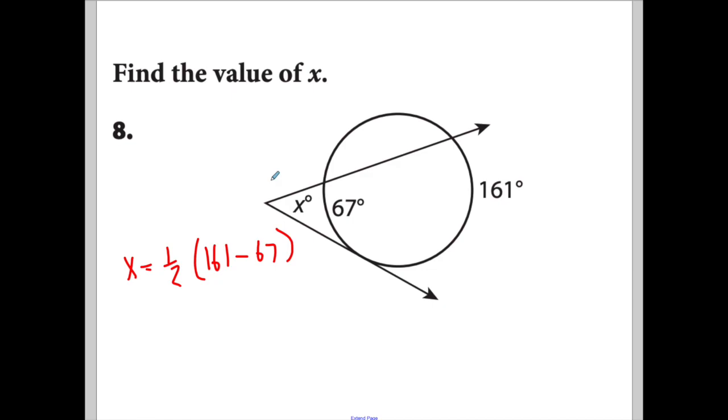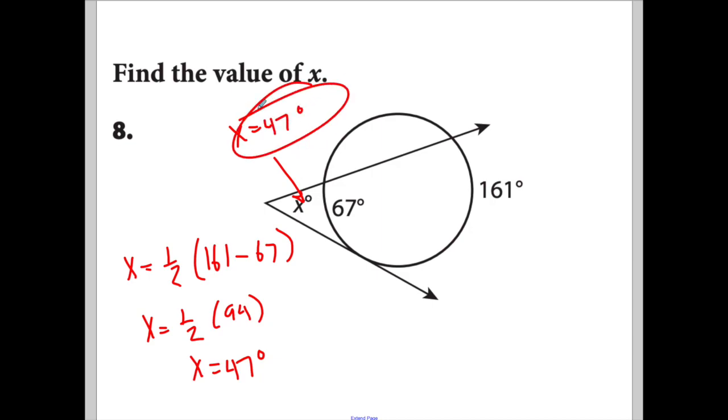So one way you're going to know you did something a little bit wrong is if you flip the 161 and the 67 around, you're going to get a negative number, and then x is going to be negative. And that's going to tell you, wait a minute, I need to look at the order of things. Okay, so I'm going to do 161 minus 67, and that is 94. And half of 94 is 47. So x is 47 degrees.